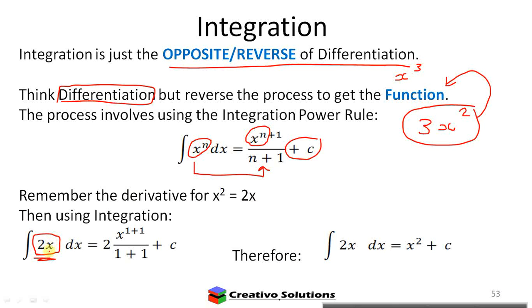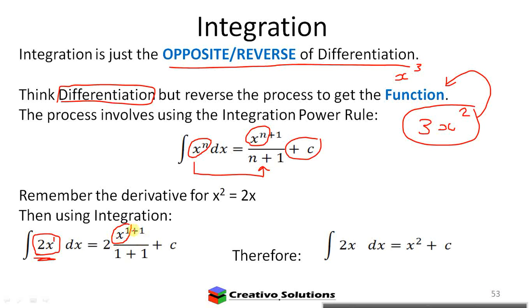What is the power of x if there is no written number? It's 1, right? So there's an invisible 1 there. So what does the rule say? The rule says write down your x to the n, add 1. So write down your x to the n, and the n plus 1 is the exponent.